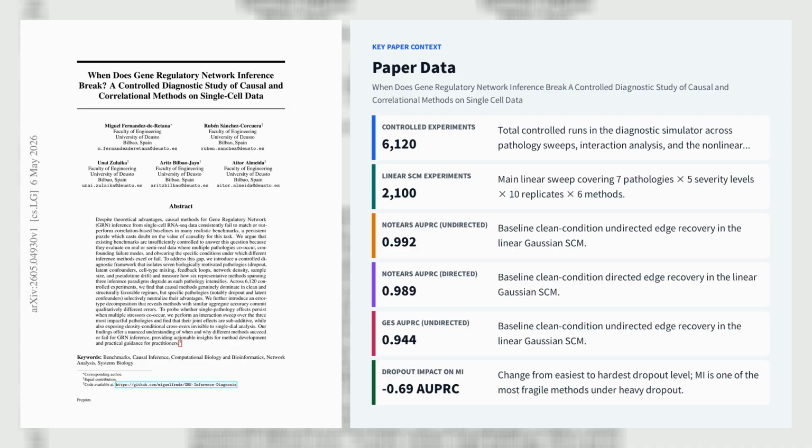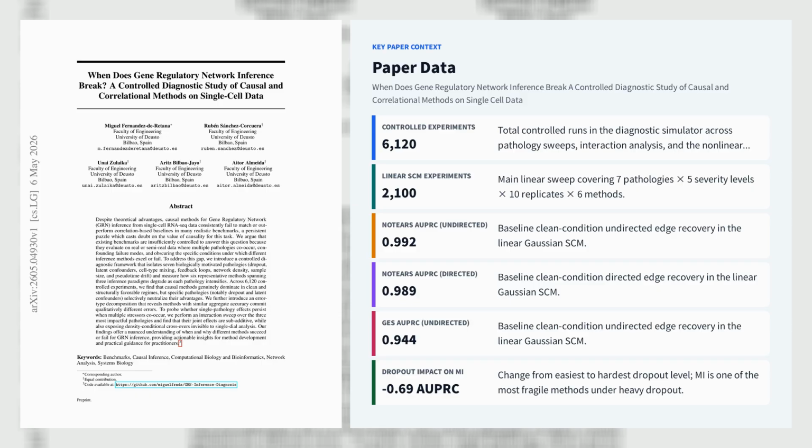The central result is that causal methods are genuinely best in clean regimes. NOTEARS reaches 0.992 undirected AUPRC and 0.989 directed AUPRC. GES reaches 0.944 and 0.911. But heavy dropout reverses the practical advantage, with MI and GENIE3 collapsing by about 0.69 and 0.67 AUPRC, while Pearson degrades much more slowly to 0.53.